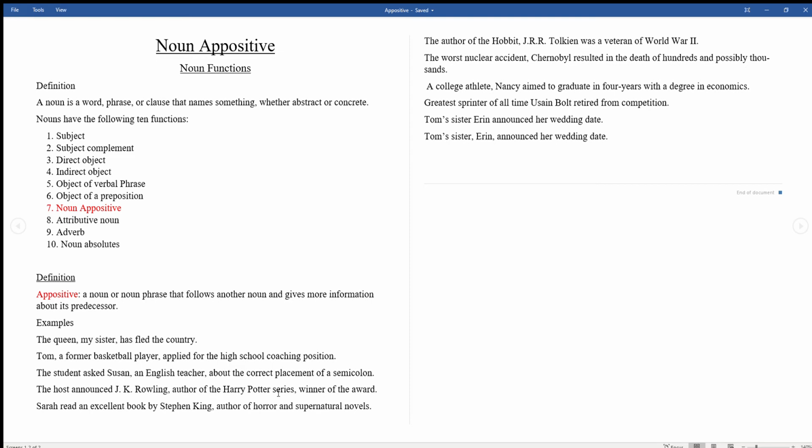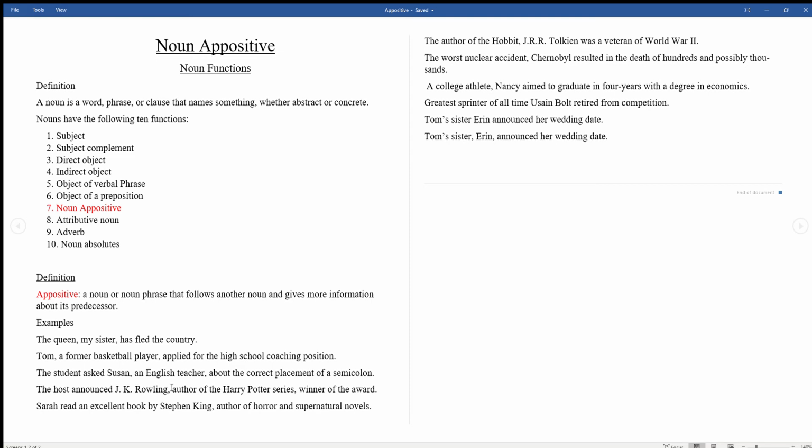So author of the Harry Potter series. Again, this is a noun phrase because author is the noun, and this is describing what type of author. And this prepositional phrase is acting as an adjective on author and telling us which author. But this whole noun phrase is modifying J.K. Rowling, telling us more about her.